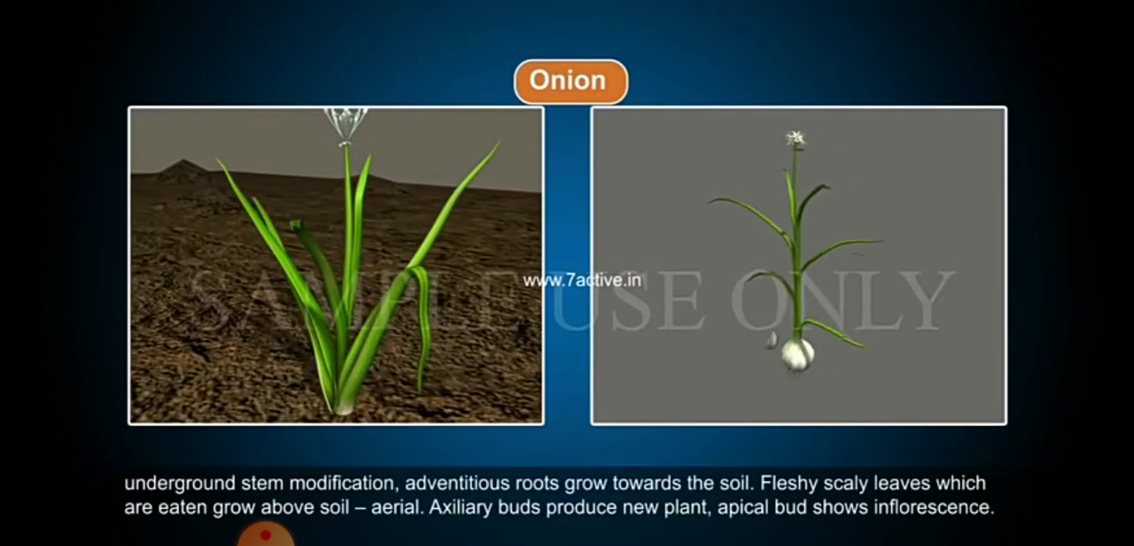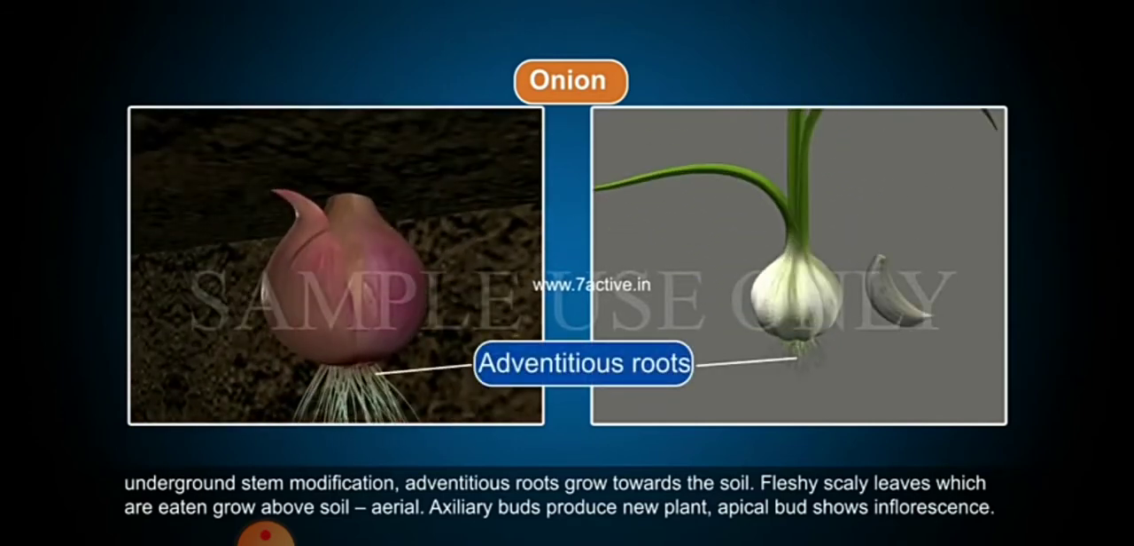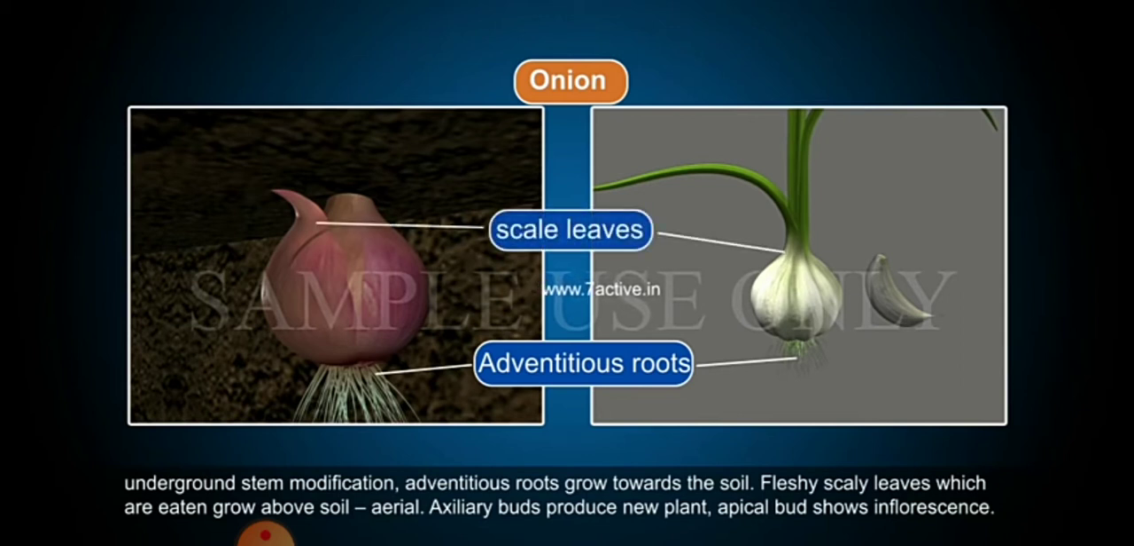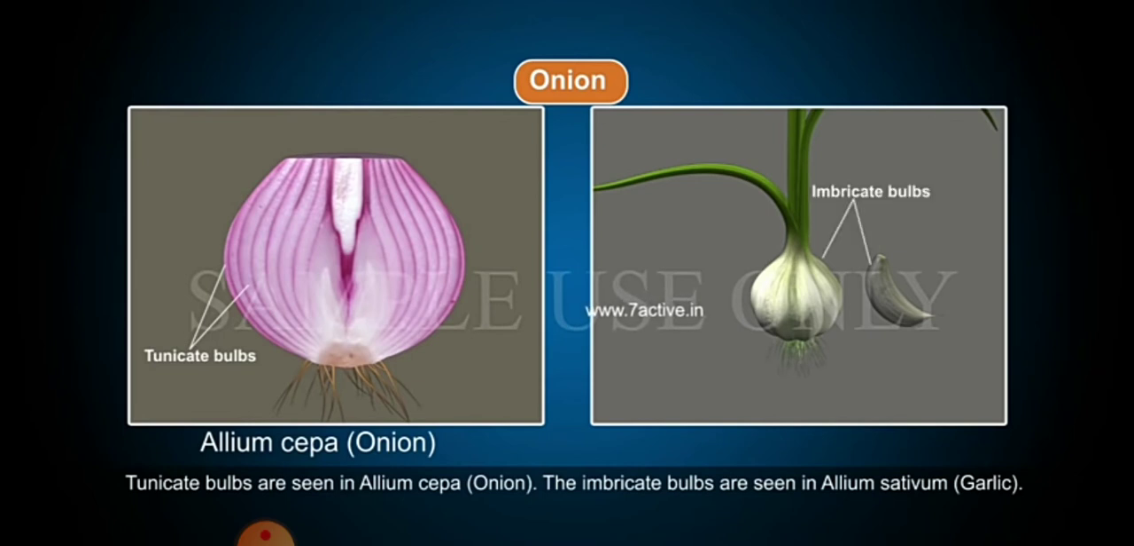Onion. Underground stem modification. Adventitious roots grow towards the soil. Fleshy, scaly leaves, which are eaten, grow above soil, aerial. Axillary buds produce new plants. Apical bud shows inflorescence. Tunicate bulbs are seen in Allium cepa, onion. The imbricate bulbs are seen in Allium sativum, garlic.